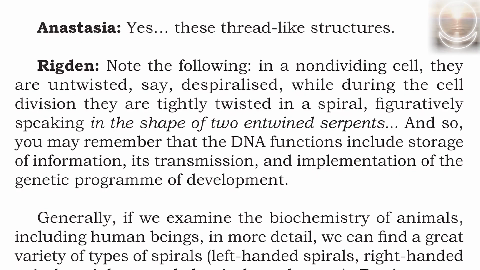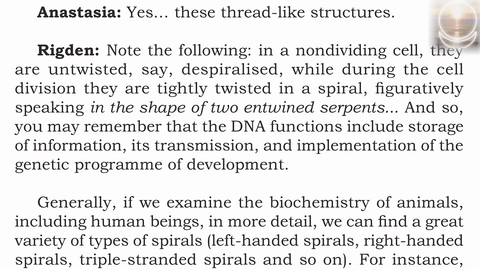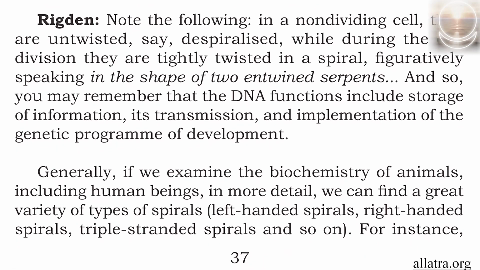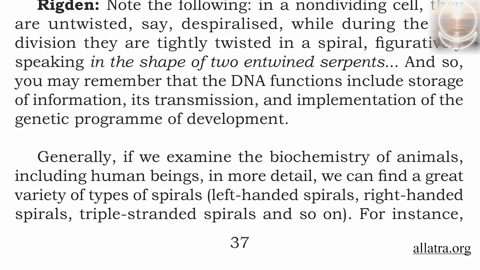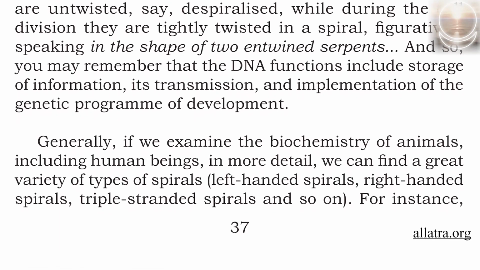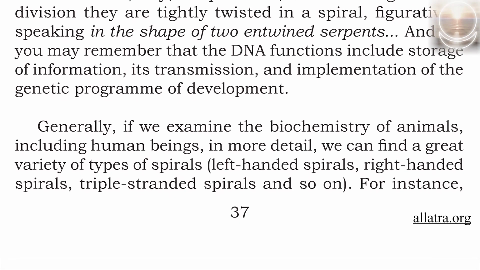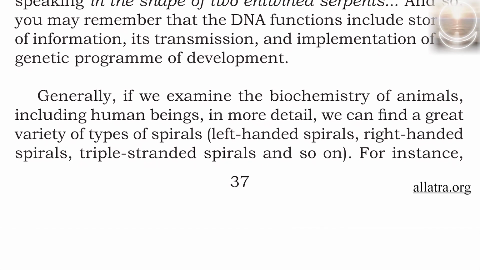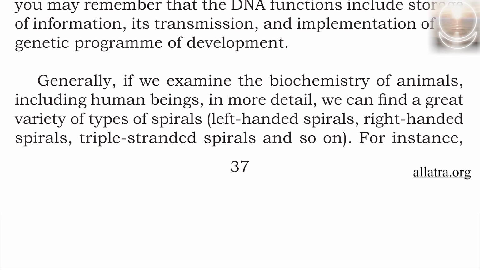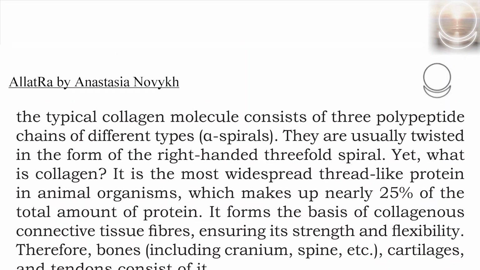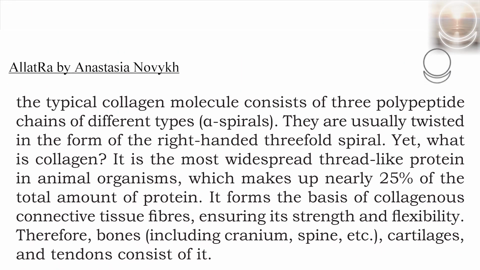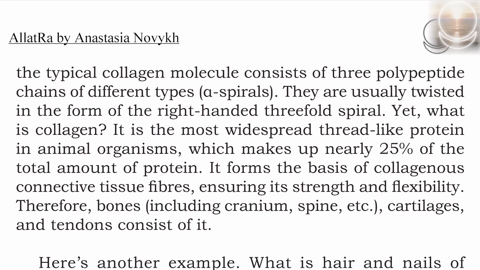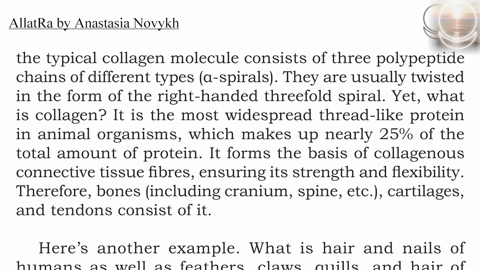And so you may remember that the DNA functions include storage of information, its transmission, and implementation of the genetic program of development. Generally, if we examine the biochemistry of animals, including human beings, in more detail, we can find a great variety of types of spirals: left-handed spirals, right-handed spirals, triple-stranded spirals, and so on. For instance, the typical collagen molecule consists of 3 polypeptide chains of different types, A-spirals. They're usually twisted in the form of the right-handed threefold spiral.